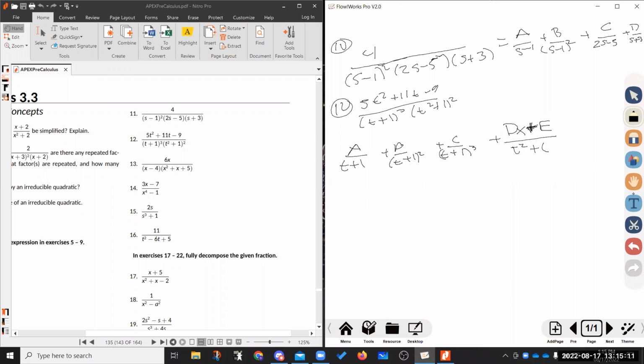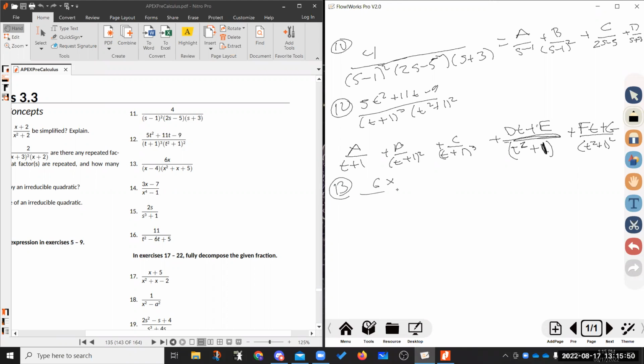Oops, I need to make my variables match here. Dt plus E over t squared plus 1 plus, and I'm going to have a (t squared plus 1) squared. So I need an Ft plus G. Yeah, so there we go. That one would be really messy, and I'm glad they're not making us solve for it.